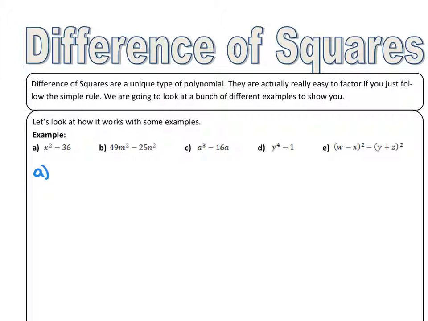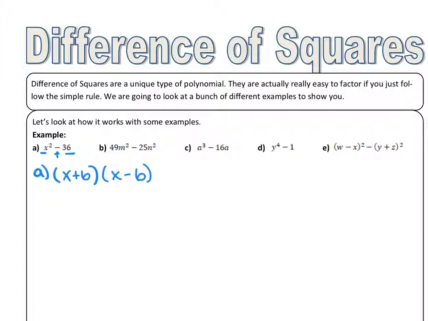Now, we know this is a difference of squares because one, it's got a subtraction in it. So they always have a subtraction in it, and it's usually two terms, where the first term is a square and the second term is a square. So x squared broken apart is x times x, and 36 broken apart is 6 times 6. So that's how you know it's a difference of squares. Both of the values are squares with a subtraction. Here's what you're going to do with it. This is going to become x plus 6 and x minus 6.